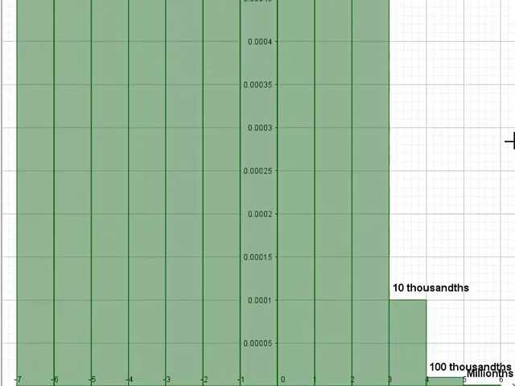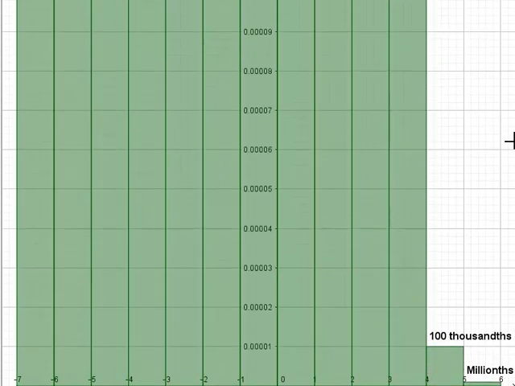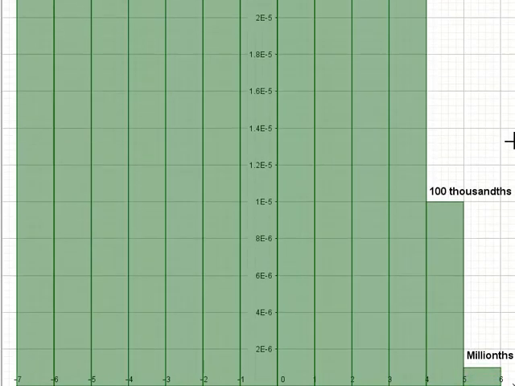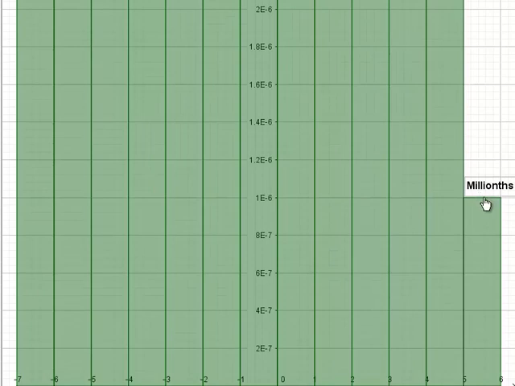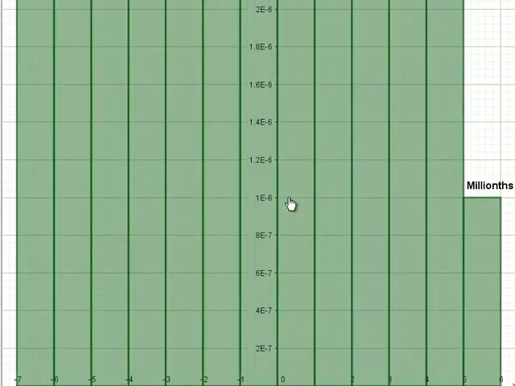A tenth as big as 1,000 is a 10,000th. Then a 100,000th is 1/10 of that, and a millionth is 1/10 of that. This represents a millionth. It's 0.000001. 5 zeros and then a 1 would put you at a millionth.